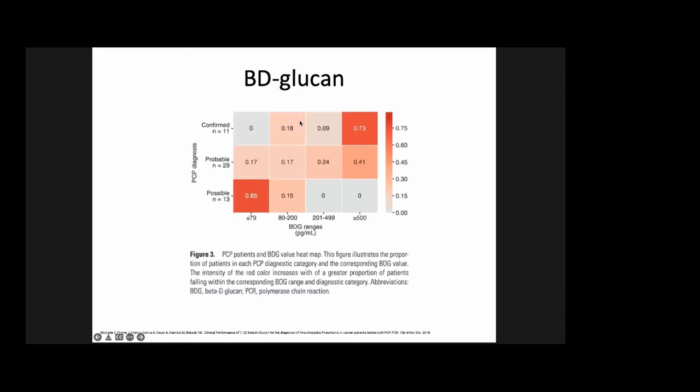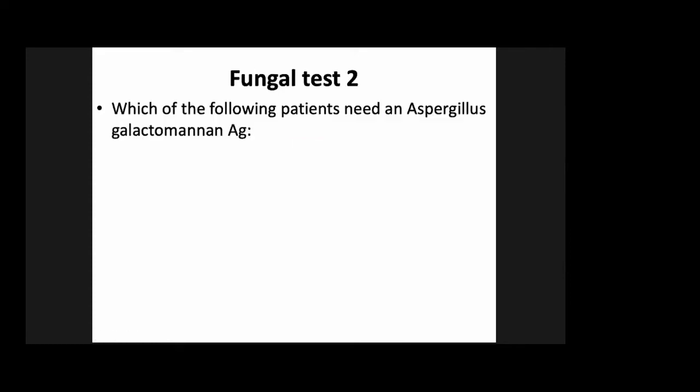And usually, if you don't have something that looks like PJP, you shouldn't be trusting your beta-glucan. The other thing that you should know is that in this cohort, 85% of the cases that were diagnosed as possible PJP had a beta-glucan less than 79. So let's go to the second question.